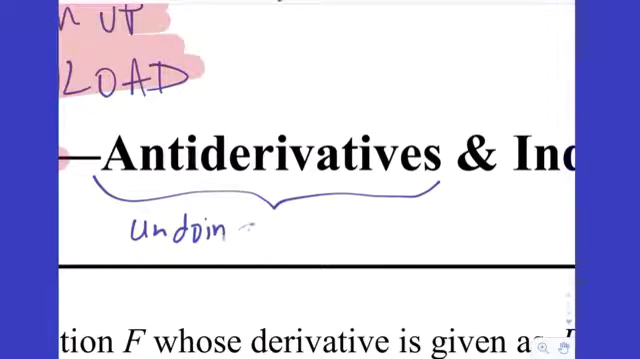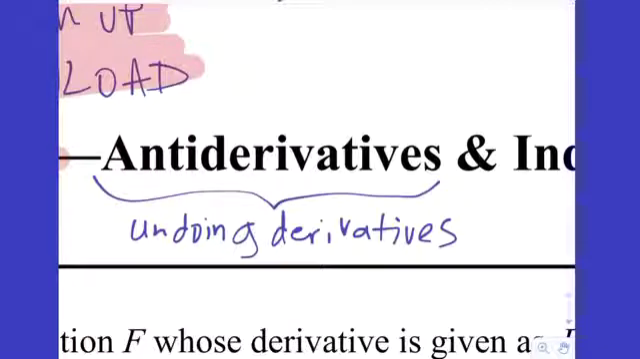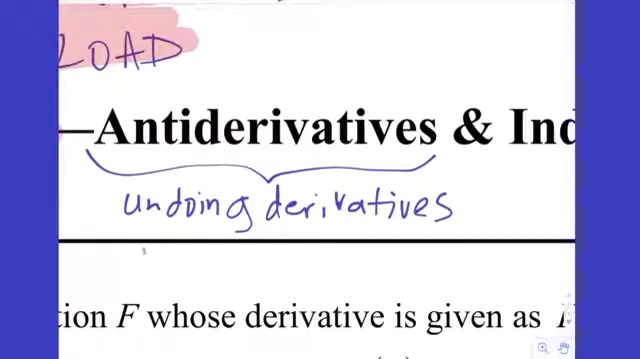undoing derivatives. That's what we mean by antiderivatives. We're undoing derivatives, or we're going backwards. We're going to be doing the inverse, really. The inverse of differentiation.